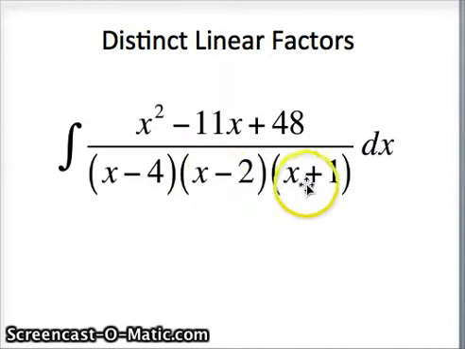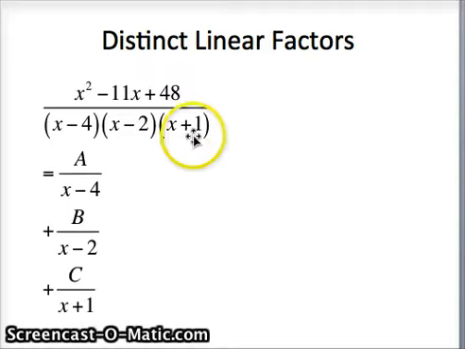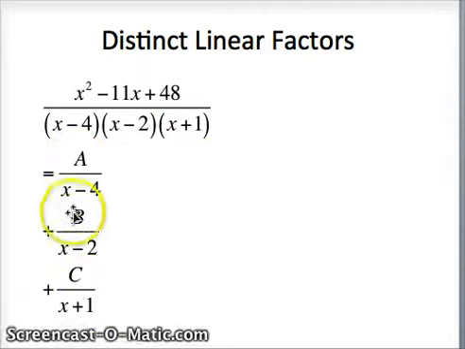So we have three factors in the denominator, all linear, all equations of lines. We're going to rewrite this as a sum of three fractions, something over x minus 4 plus something over x minus 2 plus something over x plus 1. And then our goal is going to be to solve for A, B, and C. Our first step is to write this vertically, and we're going to build common denominators.